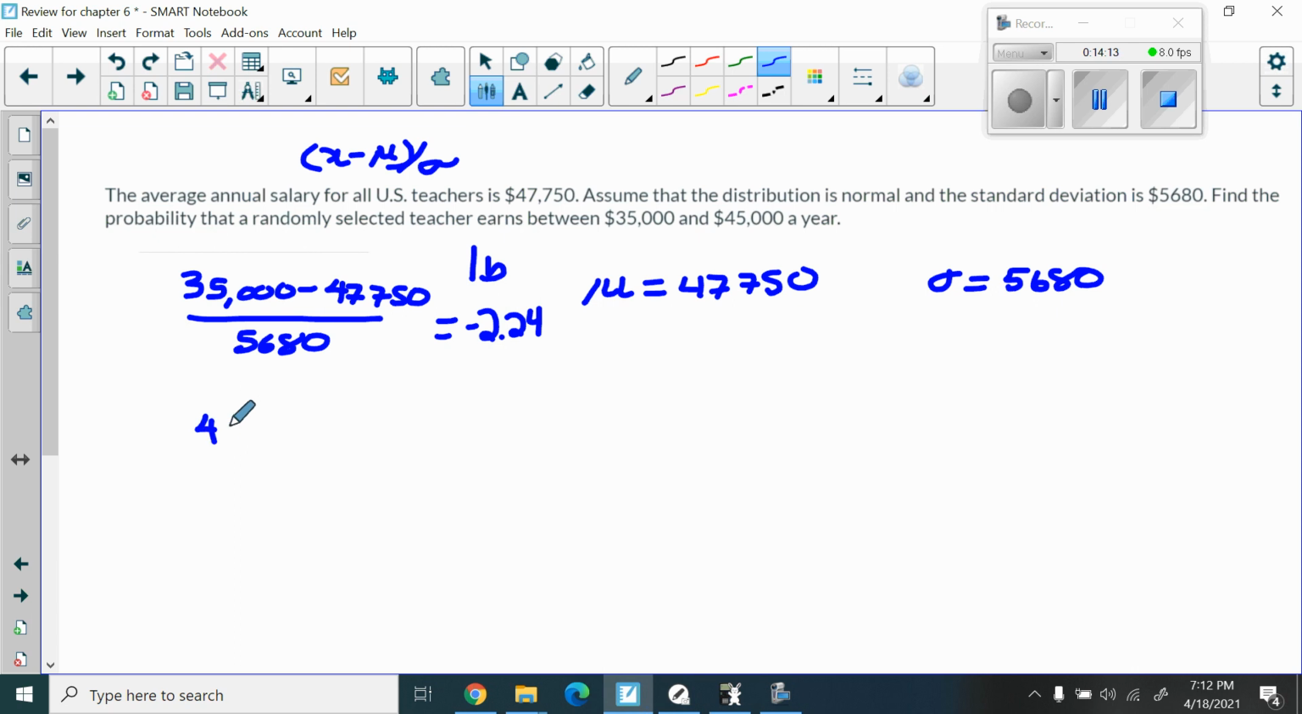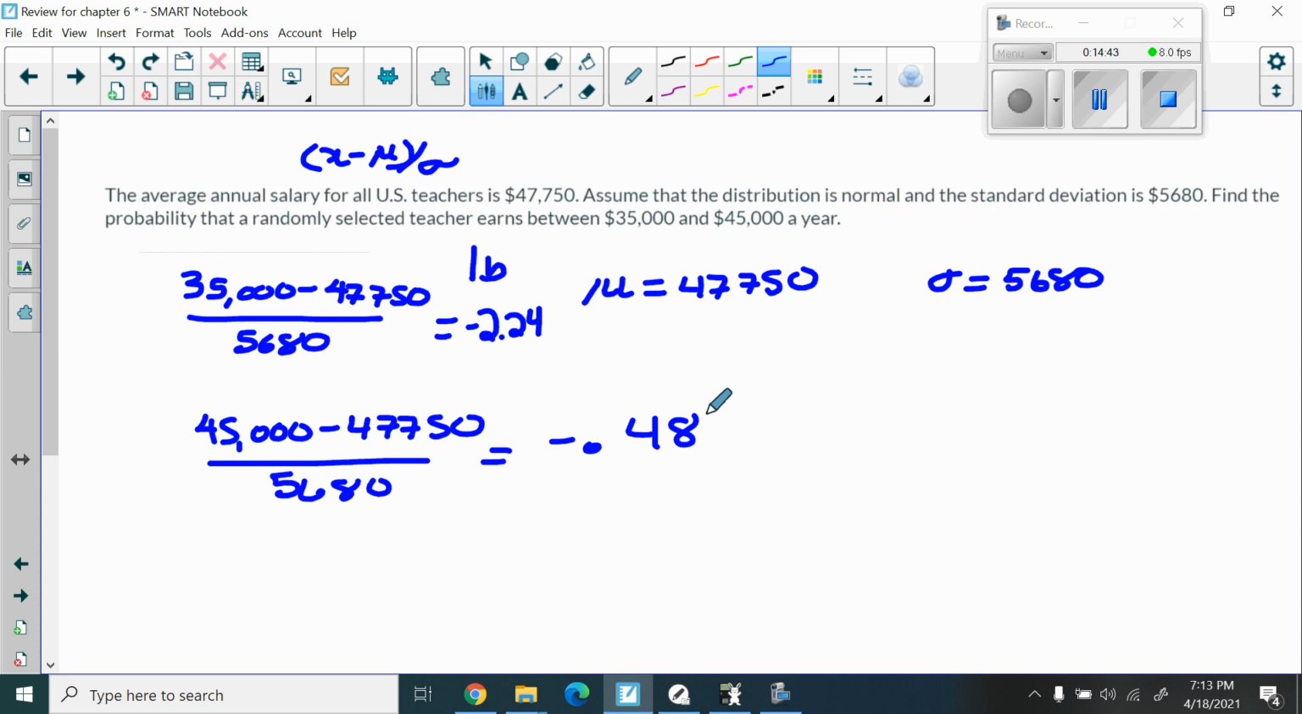And our upper bound is the $45,000 a year. So we're going to do 45,000 minus 47,750 divided by 5,680. So 45,000 minus 47,750 divided by 5,680 gives me negative 0.48 as my upper bound.